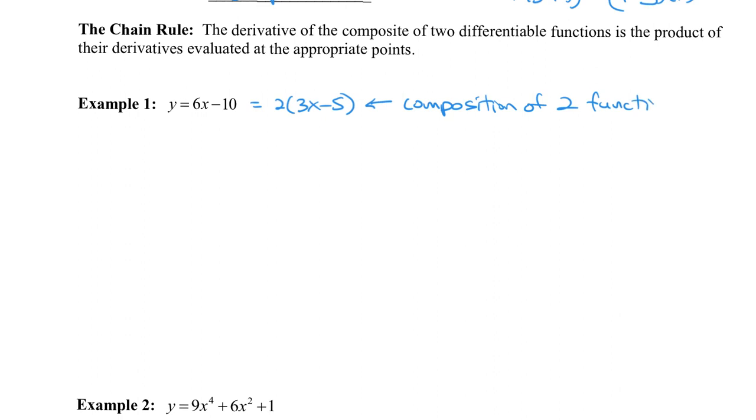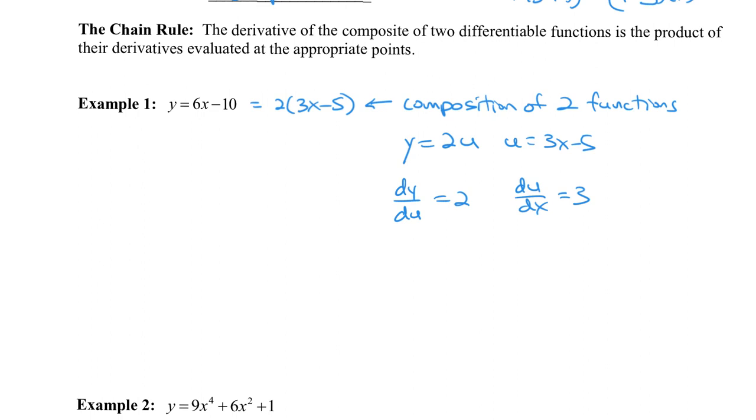It would be like this: y equals 2u, and u equals 3x minus 5. All right, so if we really wanted to break it up into a composition of functions, we could do it this way. And then let's find the derivative of y with respect to u. The derivative of this with respect to u is just going to be 2. And then also the derivative of u with respect to x. If I take the derivative of this u with respect to x, we just get 3.